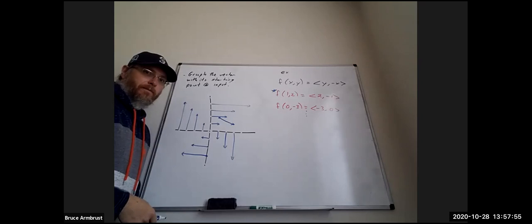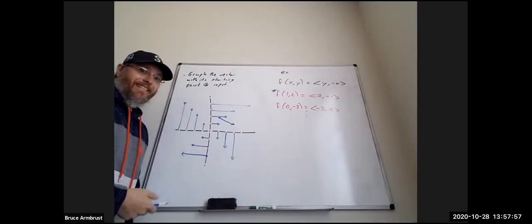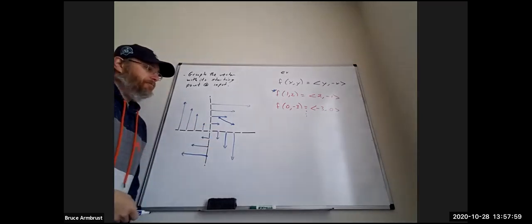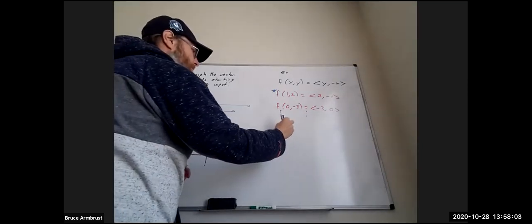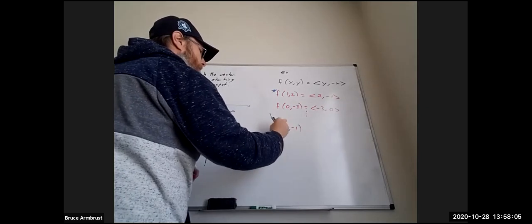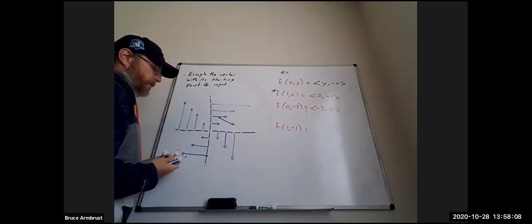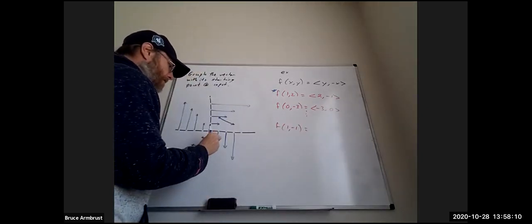Now, we do have one other point that we got, 1, 2. Let's do a couple more in the different quadrants, just to see what we get. So for example, let's do 1, 1. Or no, let's do 1, minus 1. So that's going to be down here.